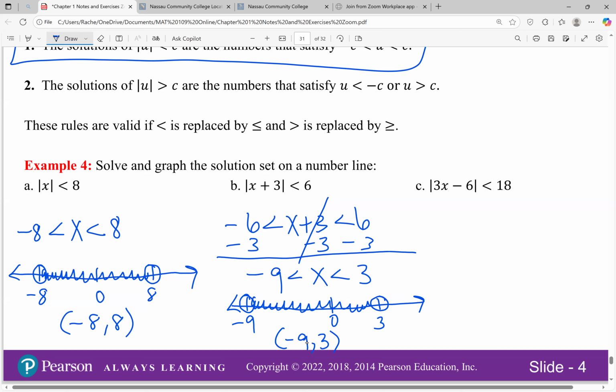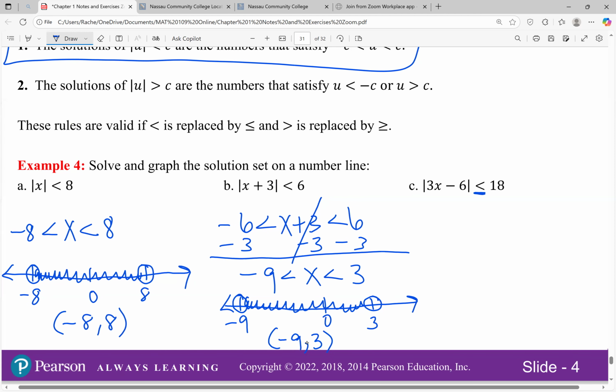And let's do one more. And you know what? Because I want you to see it's going to be the same. Instead of less than for C, the absolute value of 3x minus 6 is less than 18. Let's just make it less than or equal to. So I want you guys to stick the little equal sign underneath. So let's solve this.